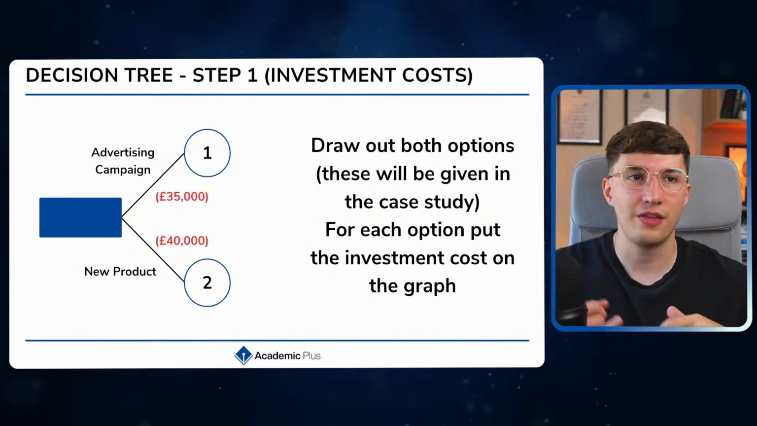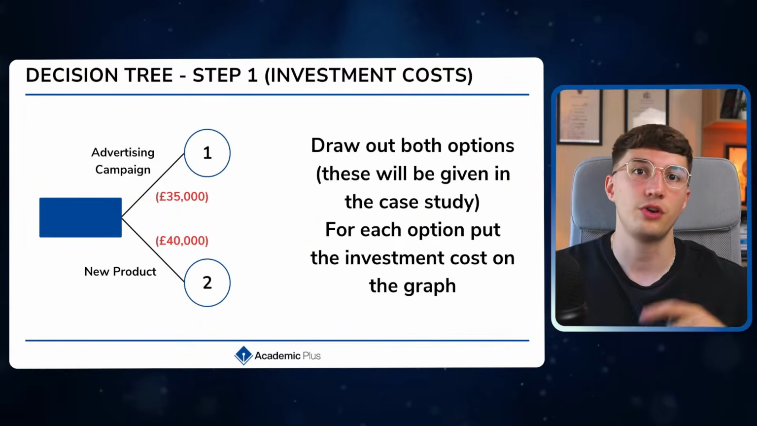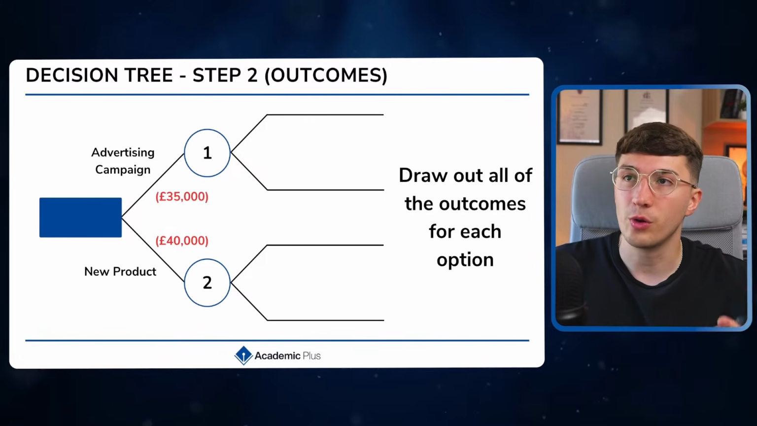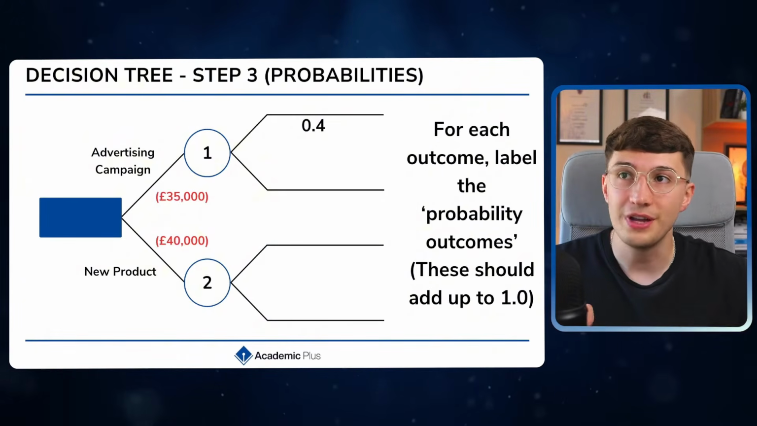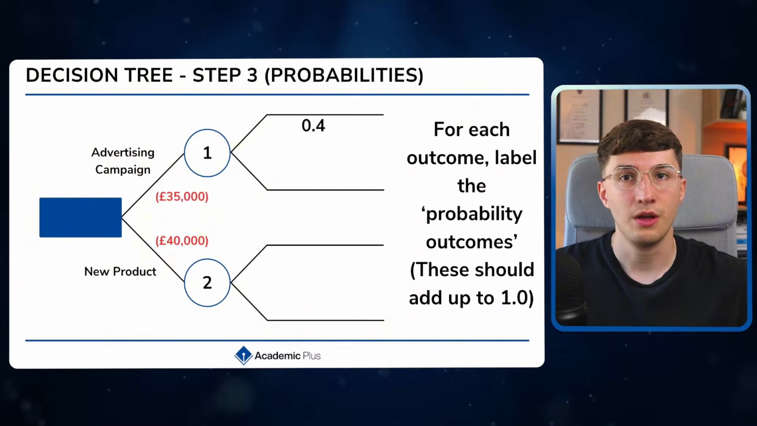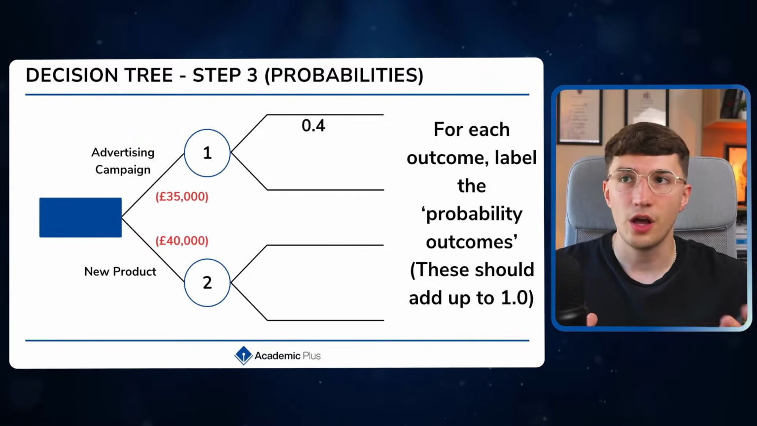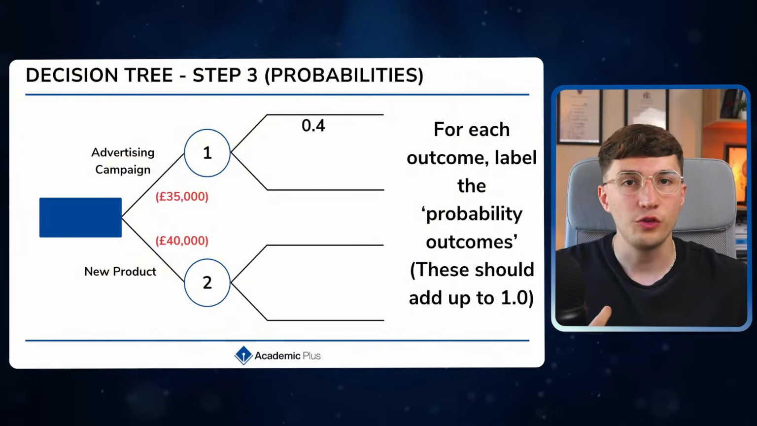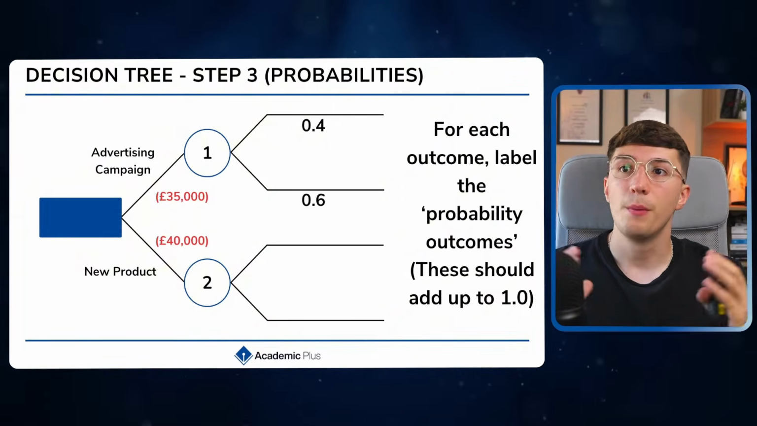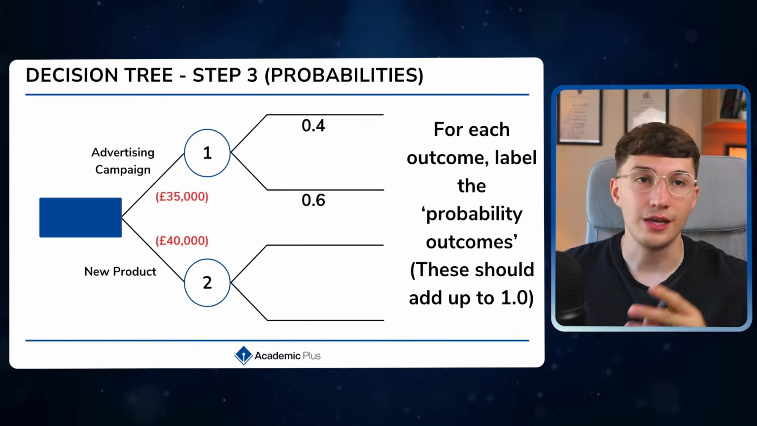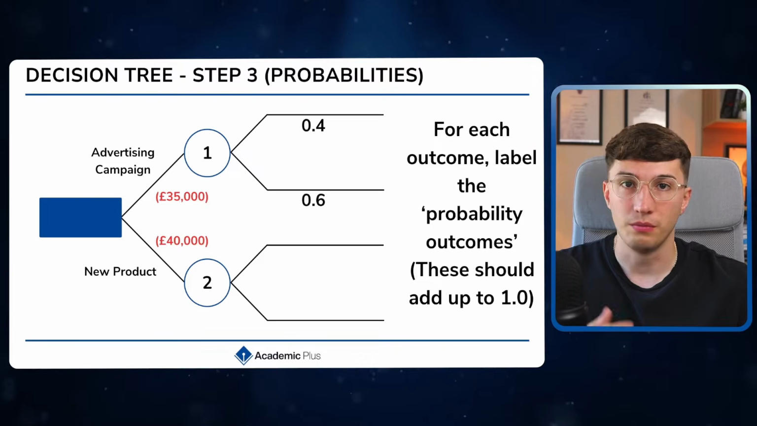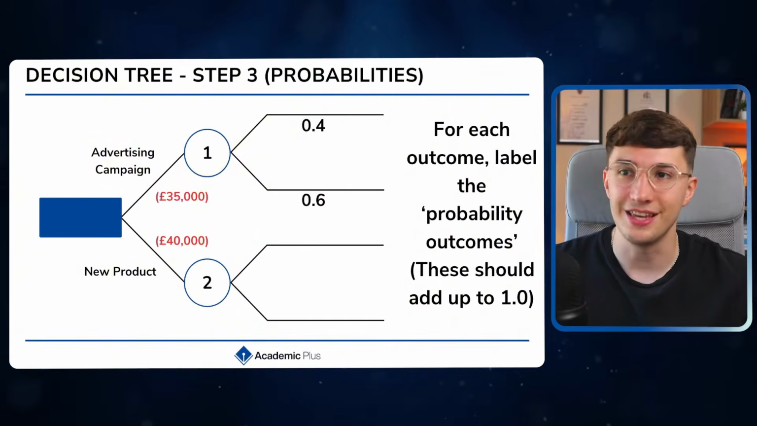These will be given to you in the case study. It's going to be very rare that you have to draw out the entire decision tree, but just in case you do, we want to draw out all the possible outcomes for each option. Step 3 is to start including the probabilities of these possible outcomes. For the top one, there is a 40% likelihood, and we'll talk about the payoff in just a moment. But for both of those outcomes for the advertisement campaign, the probabilities should add up to 1. So 0.4 plus 0.6 equals 1.